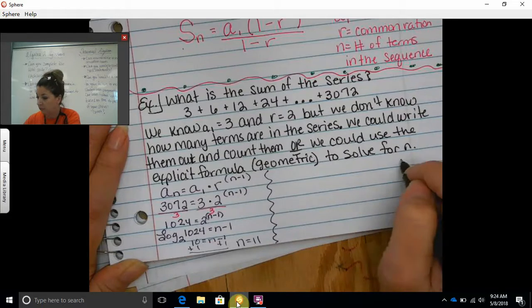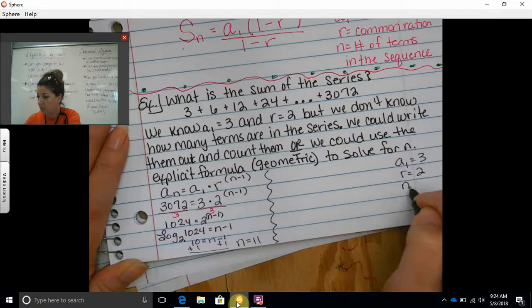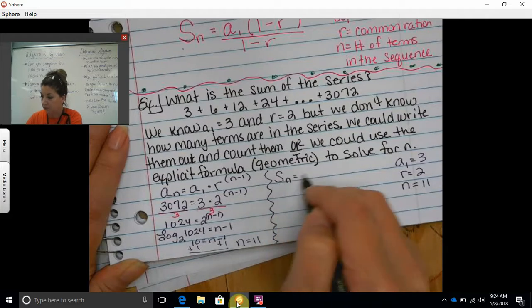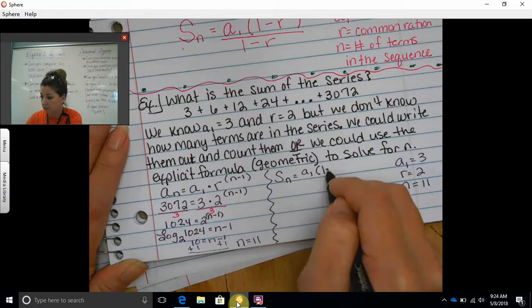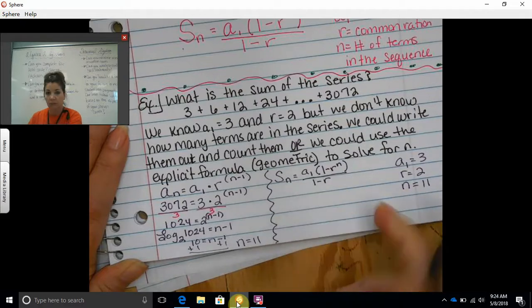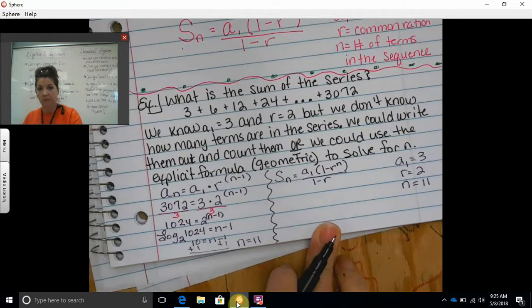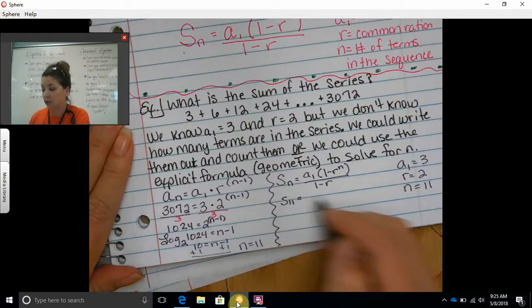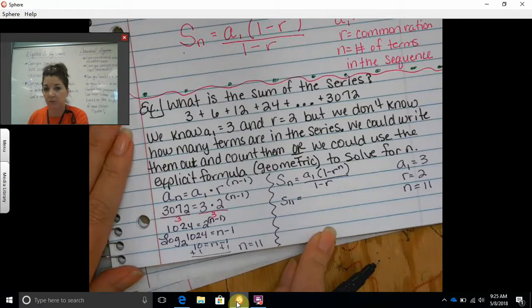So now we know a sub 1 is 3, r is 2, and now we know n, which is how many terms are in the sequence, is 11. And we can use the formula that we wrote above. So I'm looking for the sum of the first 11 terms. So I'm looking for S sub 11. The sum, add them all together.